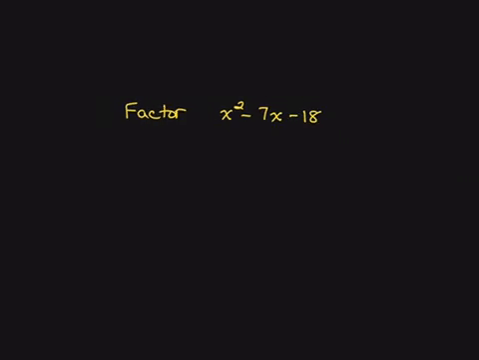Here's the same situation. Again, the coefficient on the first term is 1. And so I need two numbers that multiply to negative 18 and add to negative 7. And so in this case, we have negative 9 and positive 2. Those two will work for both cases. So our factors would be x minus 9 times x plus 2.